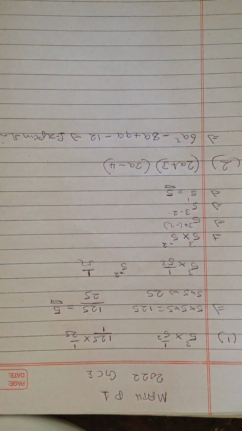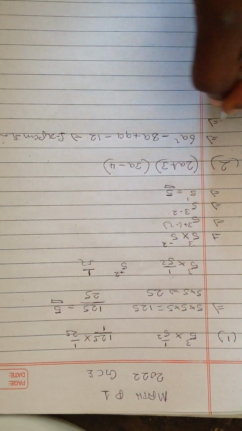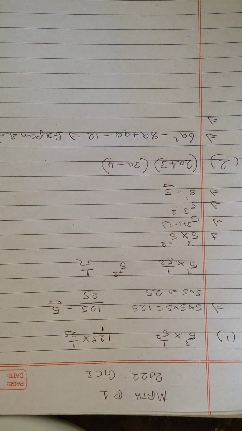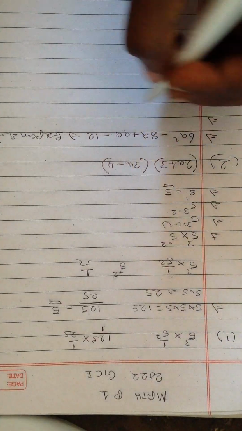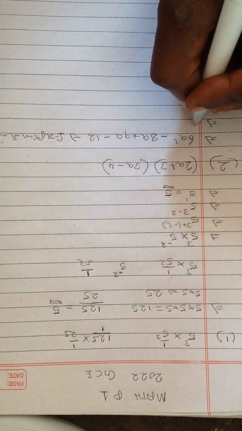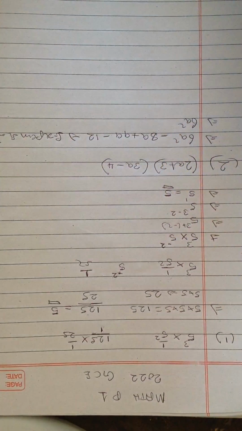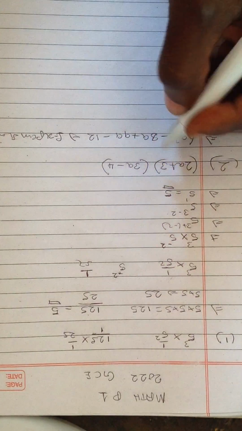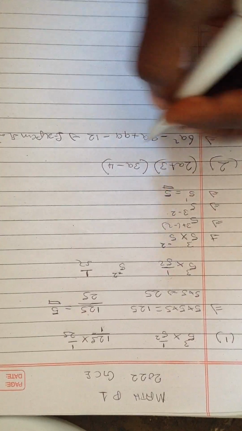So I have expanded. Then what is the next thing? Simplify. How do you simplify this? Try by all means to look for like terms, so that you can group them and come up with something. So I'll keep this 6a squared because I don't have any which looks like 6a squared. I have a negative 8a plus 9a.